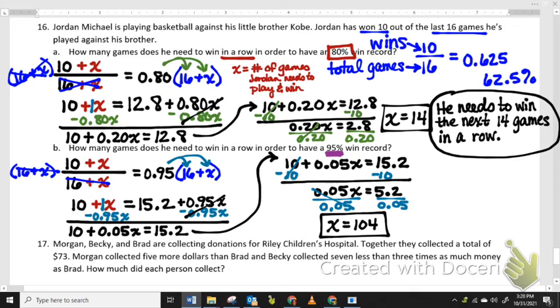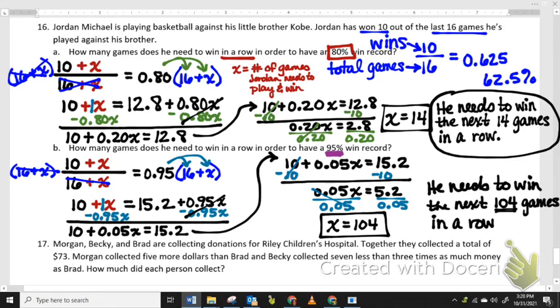Getting himself to an 80% win record seems reasonable, seems achievable. He just needs to win the next 14 in a row. But going from an 80 up to a 95, he's got to do almost 10 times more games in a row. He needs to win the next 104 games in a row to get up to a 95% win record. That is a lot.